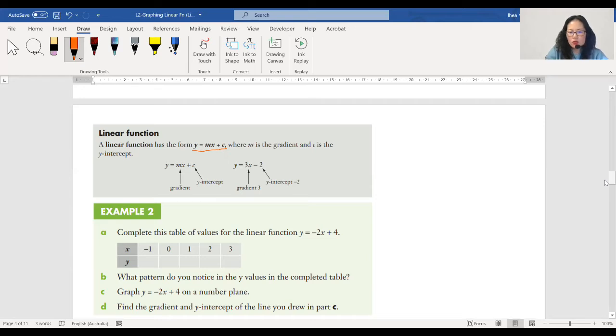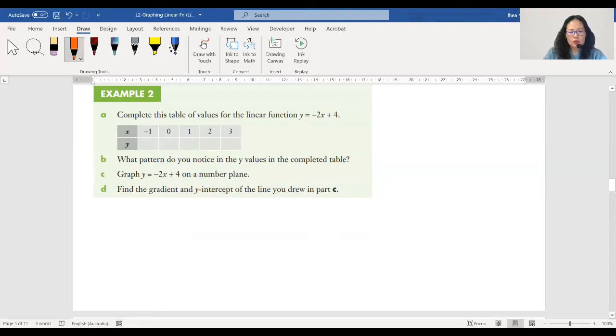It's not just 2, it's -2. Why? Because here it says plus c. So we have to include -2 as our y-intercept.